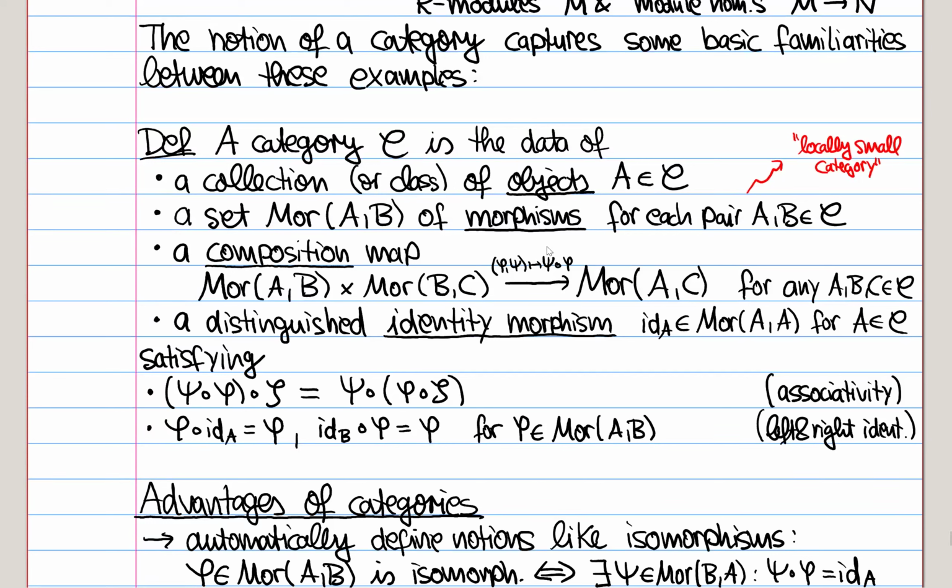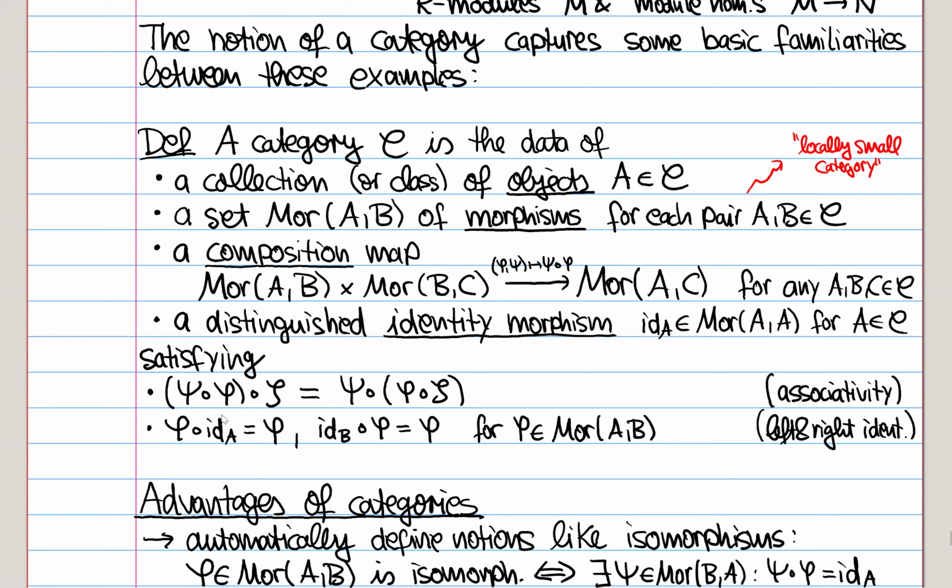So we have a set of morphisms from A to B, and then what we like to do with morphisms is compose them. So from this product of morphisms from A to B and morphisms from B to C, we want to take such a pair and take the composition, which should give us a morphism from A to C. That's one of the basic operations. And also, inside the morphisms from A to A, we want to have a distinguished identity morphism. And a priori, these are all just abstract things with suggestive names.